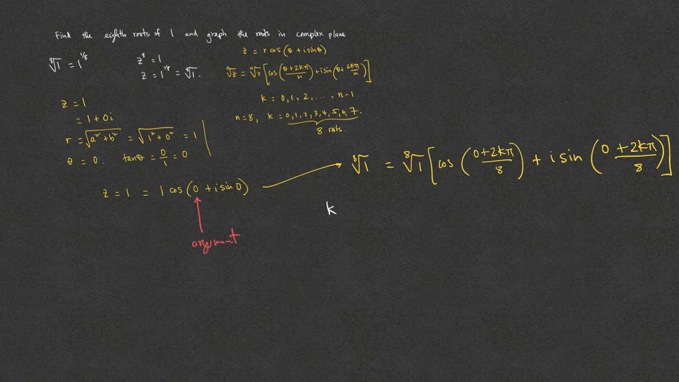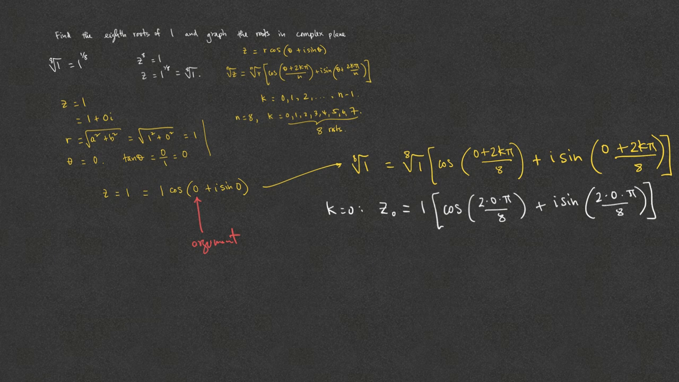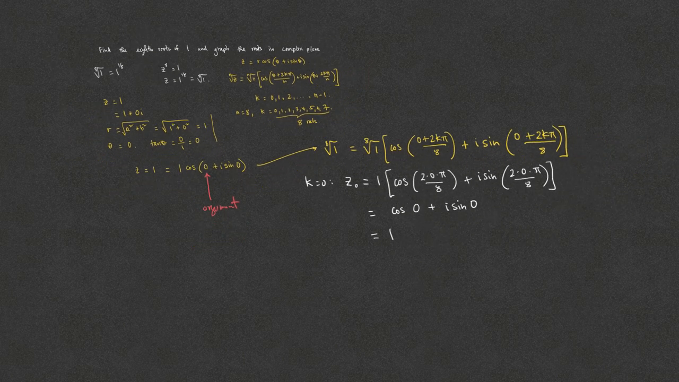When k equals 0, we have the first solution, z sub 0. The 8th root of 1 is 1, and then we have cosine of 2 times 0 times pi over 8 plus i sine of 2 times 0 times pi over 8, where k is 0. This is cosine of 0 plus i sine of 0, but cosine of 0 is 1, as expected.